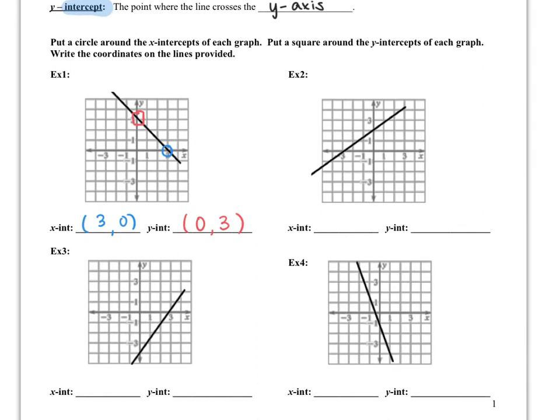What I'd like you to do right now is to pause the video, put a square around each y-intercept for examples 2, 3, and 4, put a circle around each x-intercept, and then write the coordinates on the line provided as ordered pairs. Pause the video, press play when you're ready to check your answers.